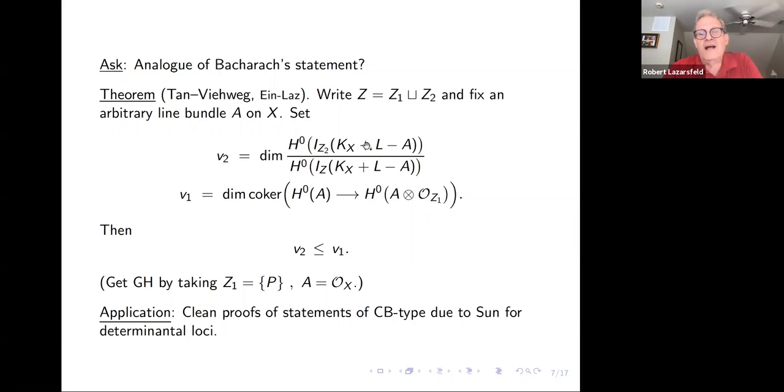And so any section of K plus L vanishing at all but one of the points of Z vanishes at the remaining one. So this is, I think, a useful statement. People probably haven't looked at it as much. I mean, it should have applications beyond what's known. One thing you can do with it is to give clean proofs of Cayley-Bacharach type theorems due to Sun for determinant loci, but I think I won't go into that now.